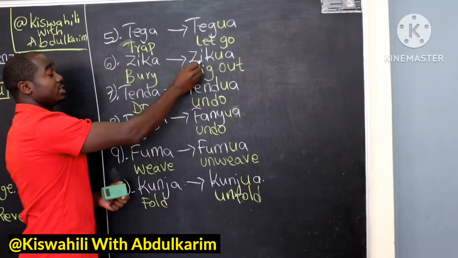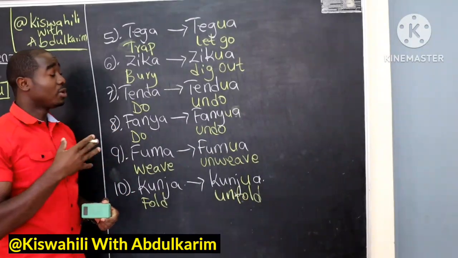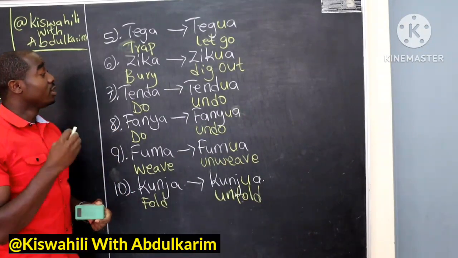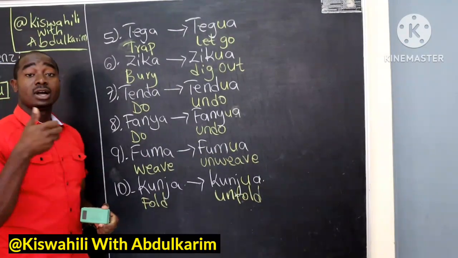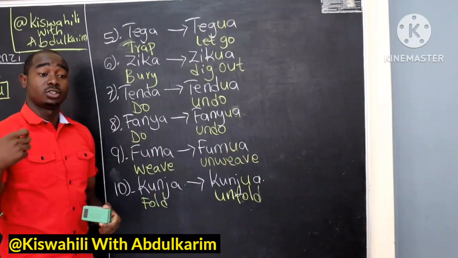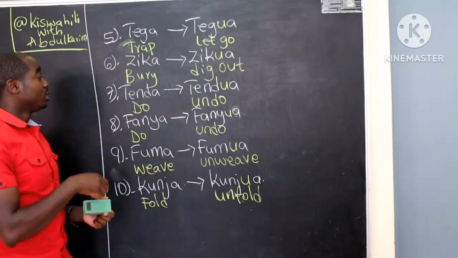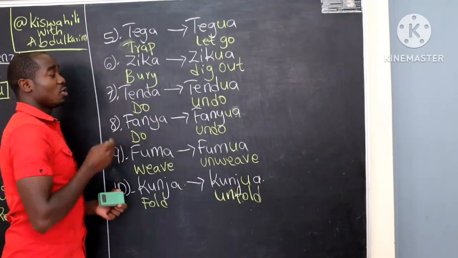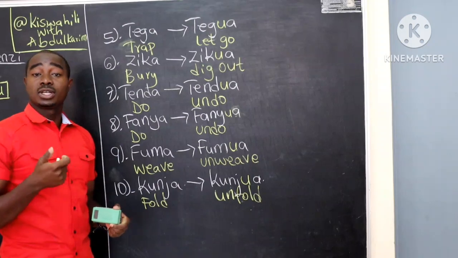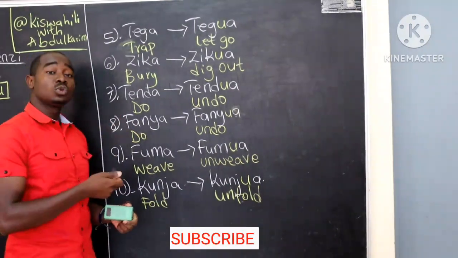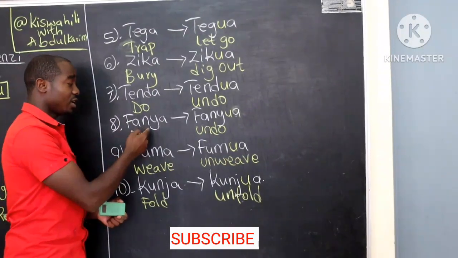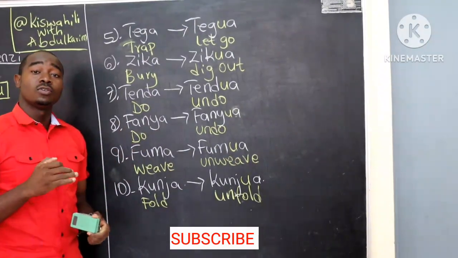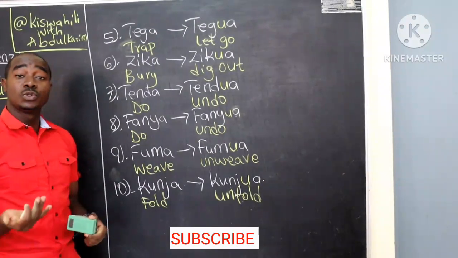Zika, zikua. Zika is to bury something. Zikua is to dig out something that is buried down. Tenda, tendua. Tenda is to act or to do something. Tendua is to undo. Same as here. Fanya, do. Fanyua, to undo.